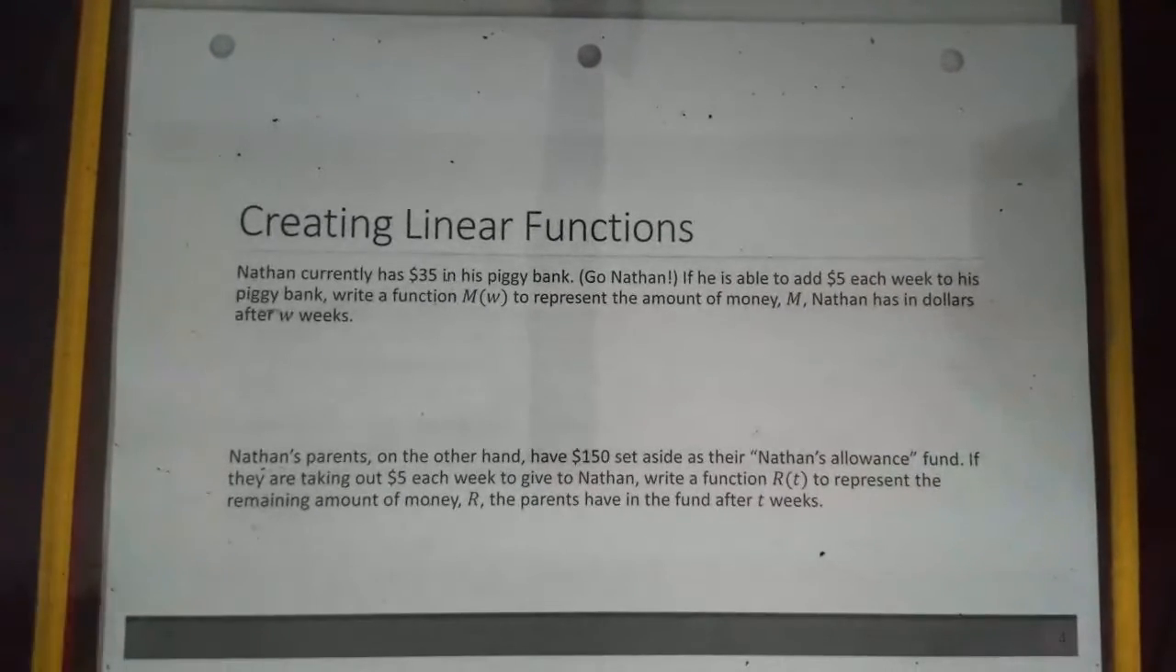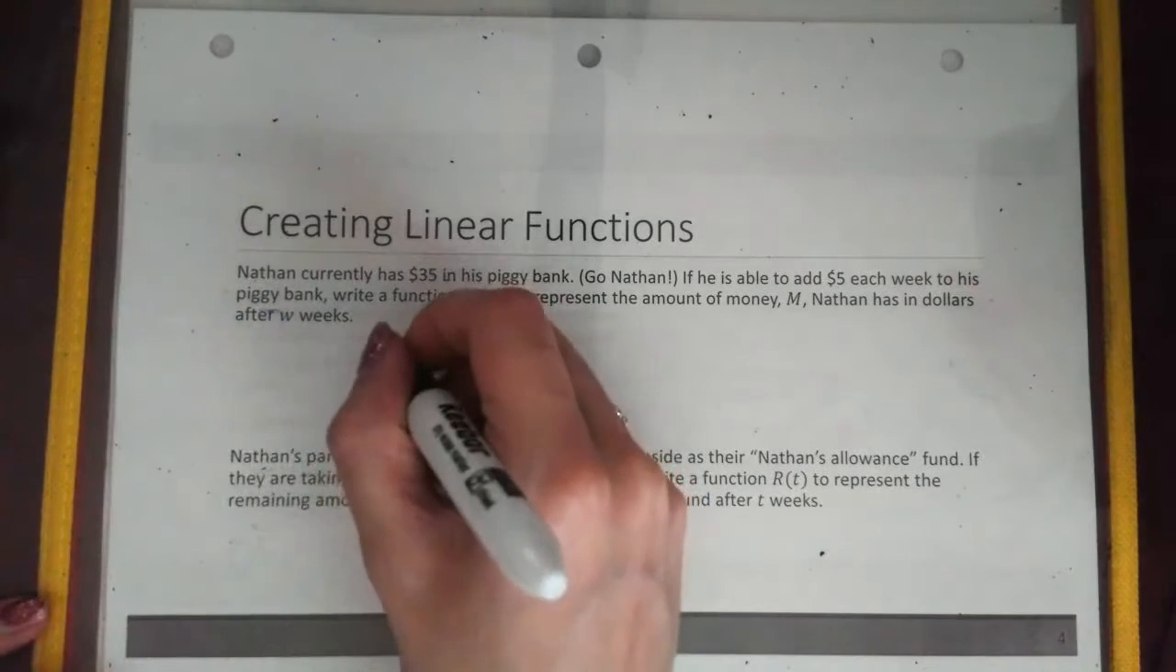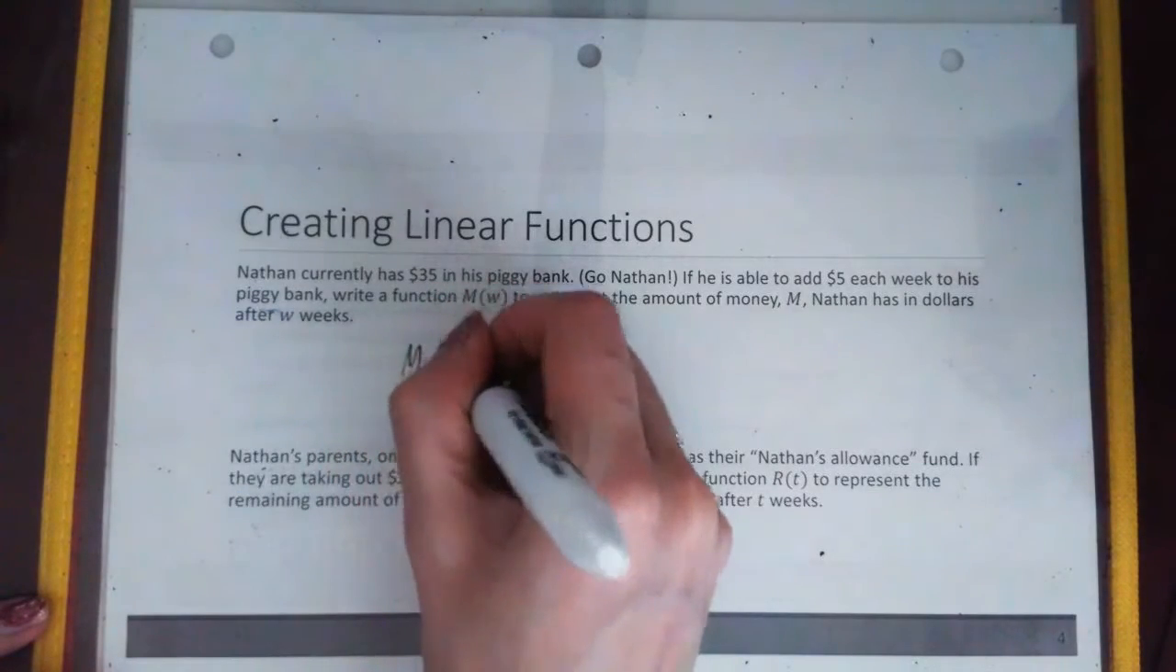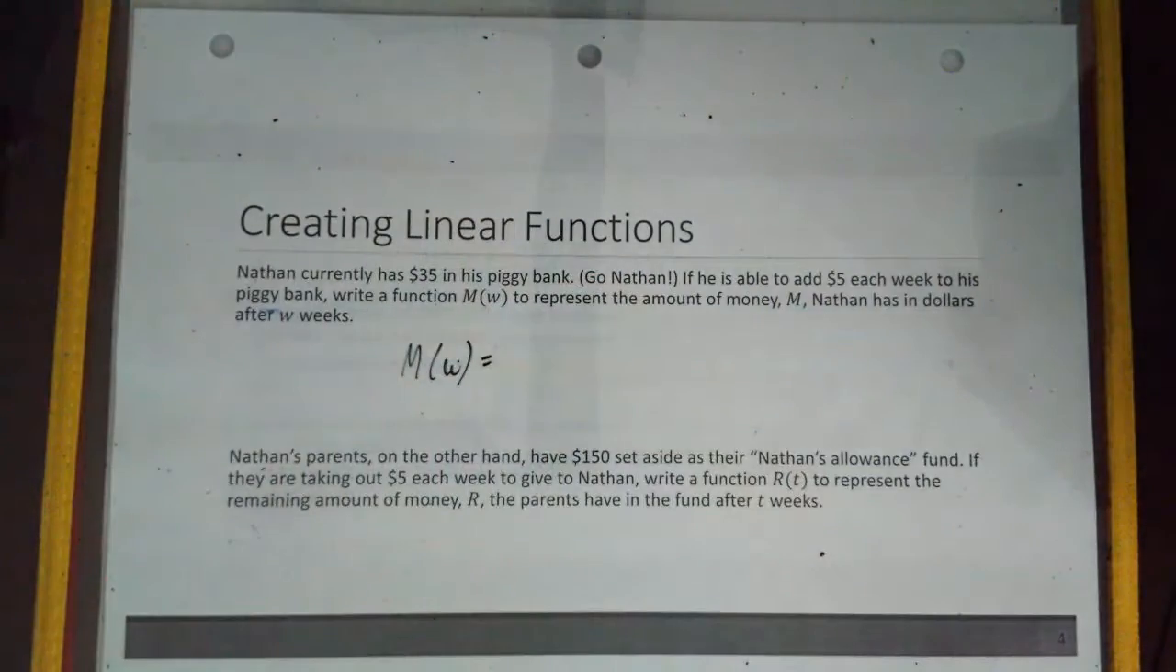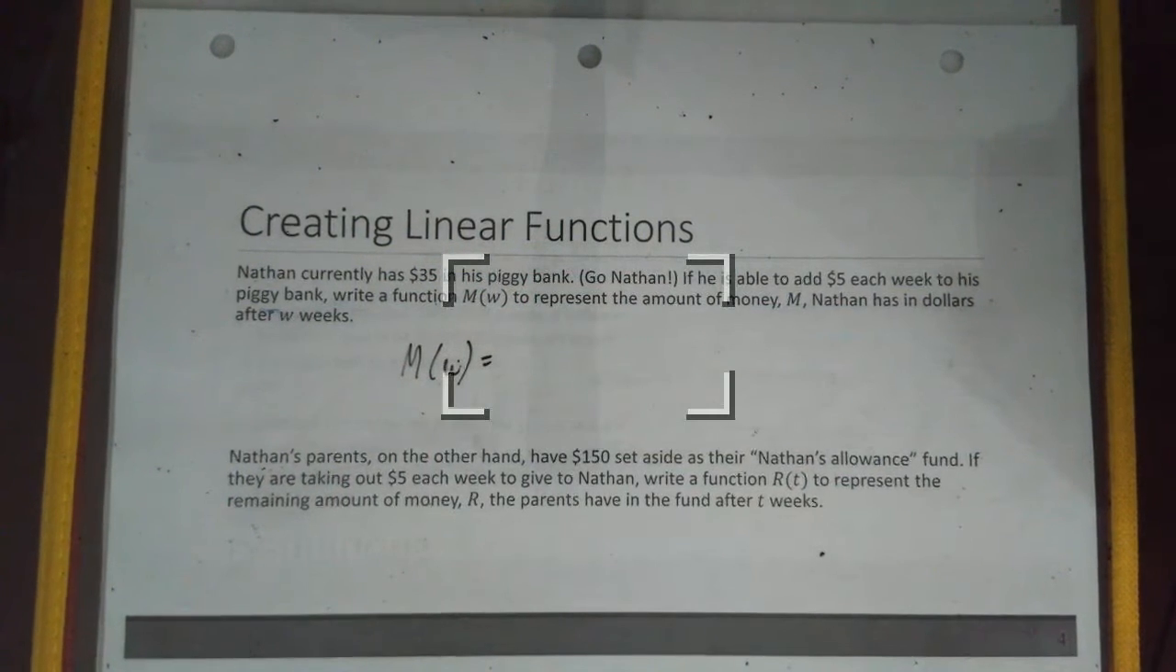We're going to create some linear functions. Nathan currently has $35 in his piggy bank. Go Nathan! If he is able to add $5 each week to his piggy bank, write a function m of w to represent the amount of money m Nathan has in dollars after w weeks. So we're trying to write a linear function of the form m of w. So w is going to be our input variable, and we're going to get out an m value. We know that m represents the amount of money, and w is the number of weeks.